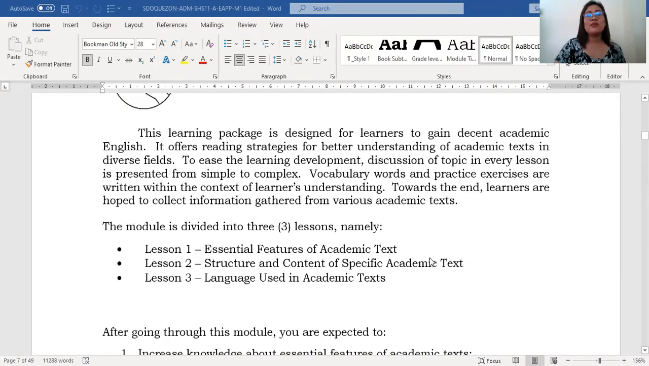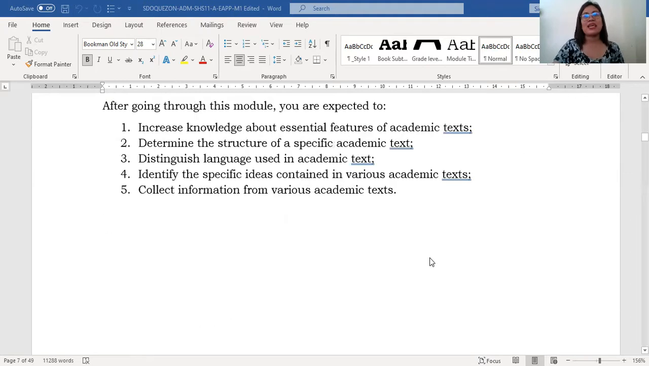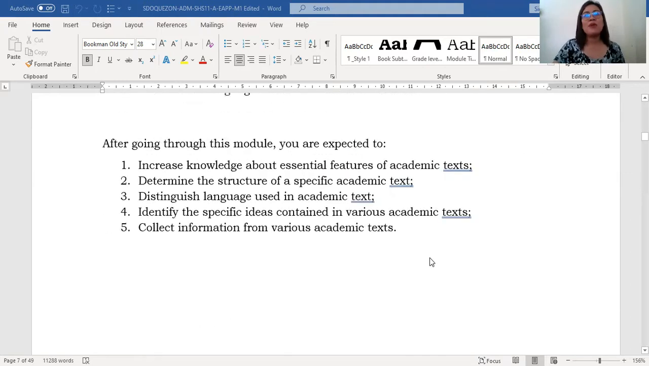What I need you to know in here is that there are 3 lessons for the module. Lesson 1 will be discussing essential features of academic text. Lesson 2, structure and content, the specific structure and content of specific academic text. Lesson 3, language used in academic texts.